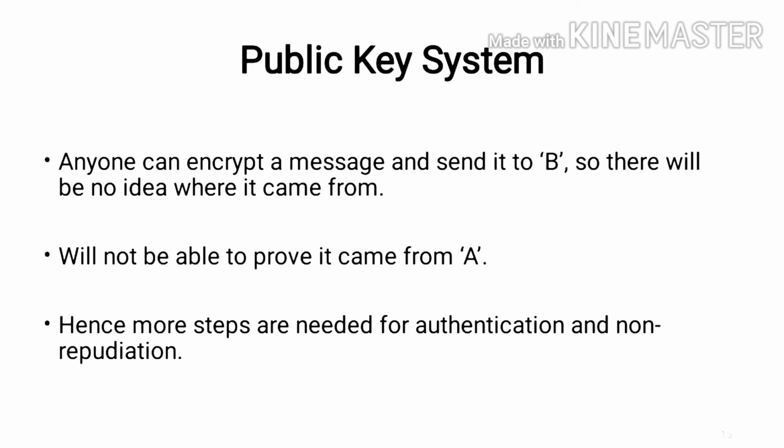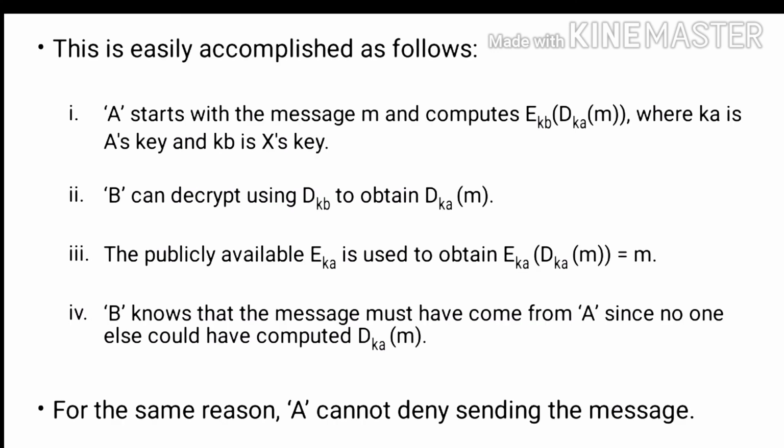But in a public key system, anyone can encrypt a message and send it to B. B will not have any idea where it came from. It is difficult to prove that it came from A. Hence, more steps are needed for authentication and non-repudiation. This can be achieved with the following 4 steps. When these 4 steps are followed, A cannot deny having sent the message.